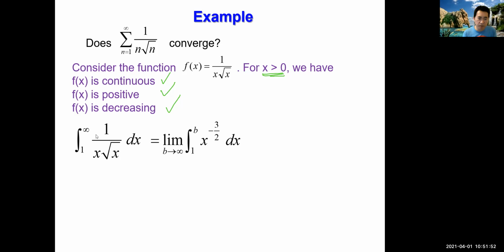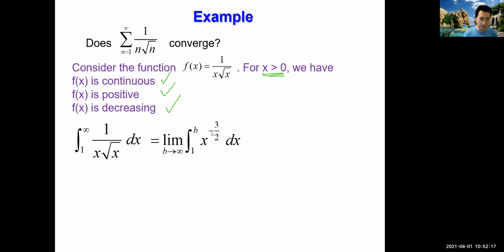Now, to integrate this function, I'm going to rewrite this. x is first power, root x is a half power. So 1 and a half combined, the denominator could be written as x to the 3/2 power. And when you rewrite that without the fraction, that's equivalent to x to the negative 3/2 power. Okay, so from here I can integrate, right?